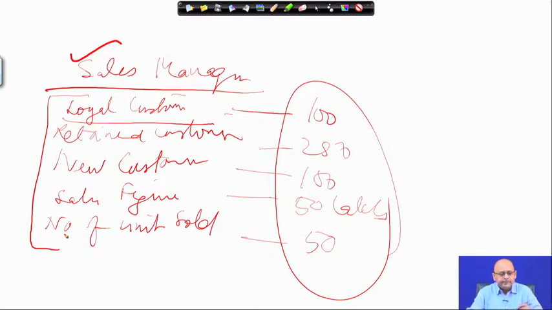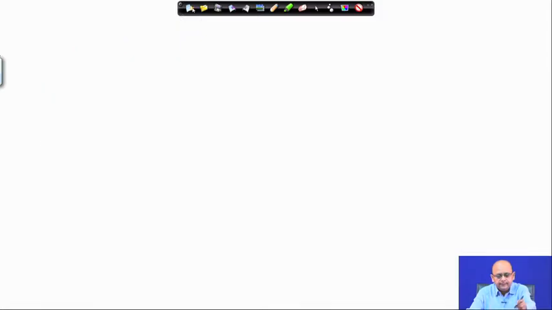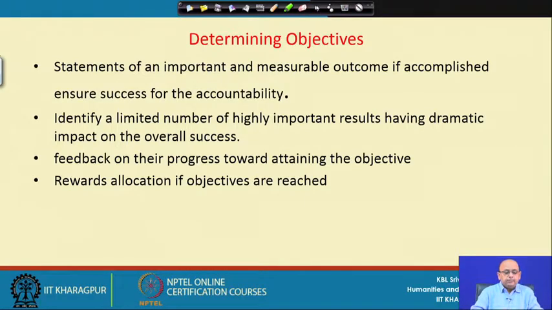Now, this objective is measured against what? The performance standard, right. So, when it comes to determining objectives, once you are able to specify objectives, you will be able to provide feedback, and you also see what support is required by the individual, and also if he is able to do it, how it is linked with the reward, right. So, when it comes to determining objectives, try to be specific to ensure that the person knows and it is communicated what he is supposed to achieve.